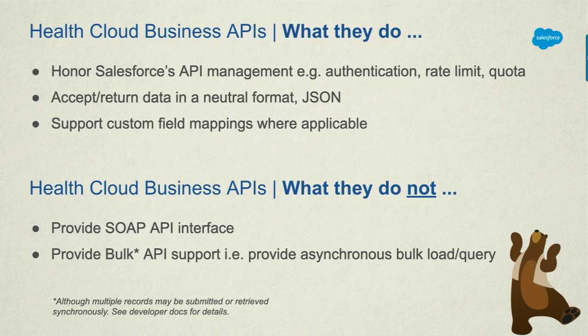These APIs currently do not support SOAP API. They currently do not support the Salesforce bulk API. However, within these APIs, you are able to submit multiple records. Look at the developer docs for details, as some APIs have limits of 25, others may have a limit of 100 or 200. But with synchronous calls, you can submit multiple records and retrieve multiple records. However, these are not asynchronous bulk APIs.